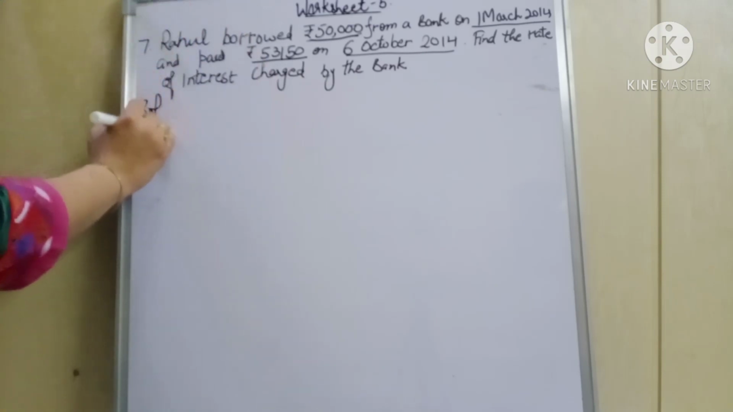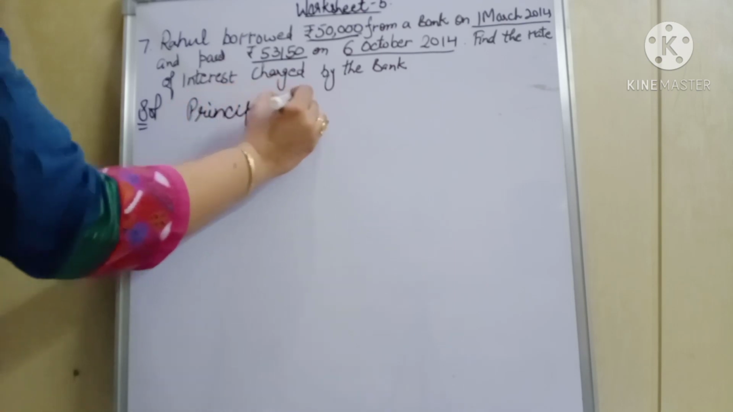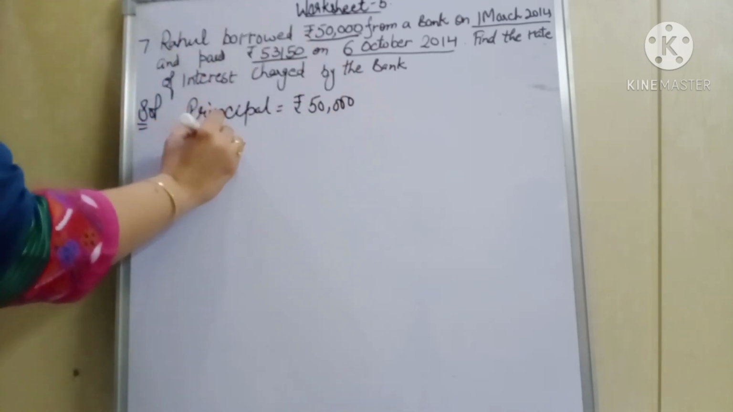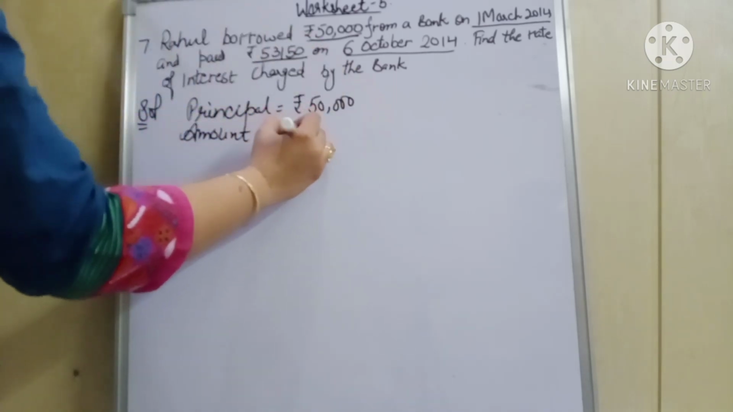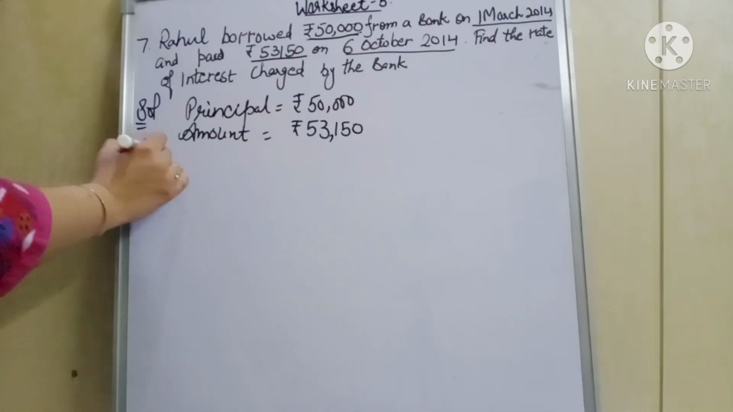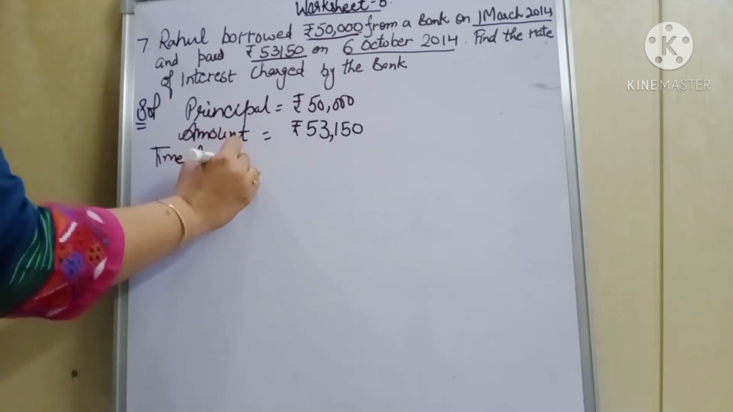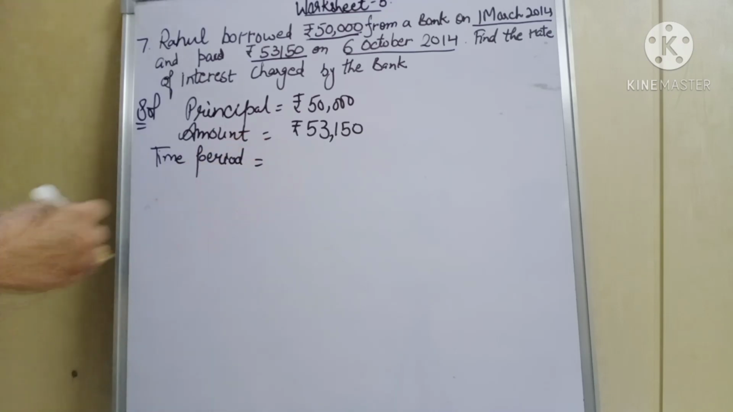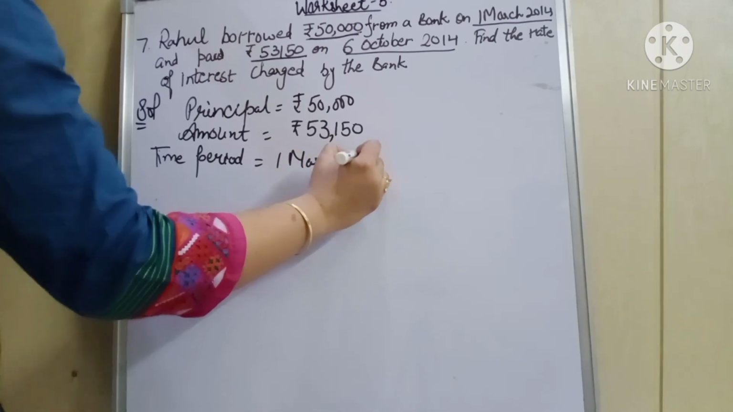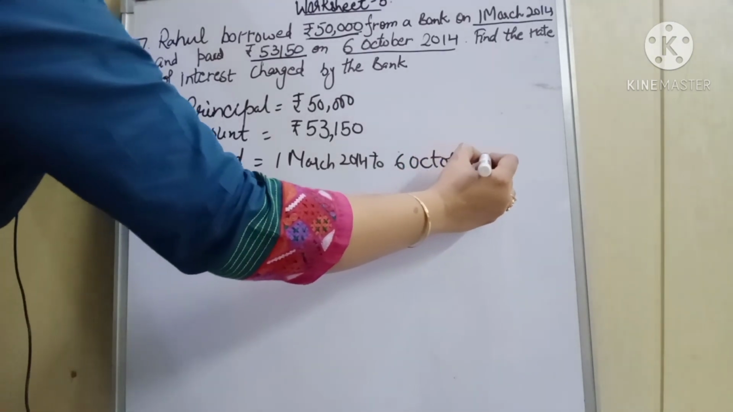Let us try to solve it. Now what is given to you? Principal is equal to rupees 50,000. Amount is rupees 53,150. Another thing given to you is the time period. Here the time period is given in the form of dates, from 1st March 2014 to 6 October 2014.